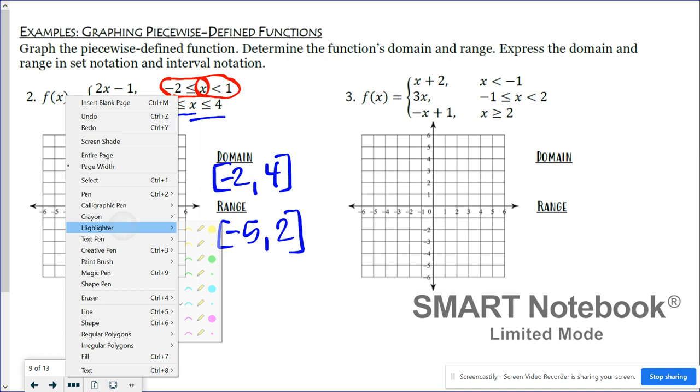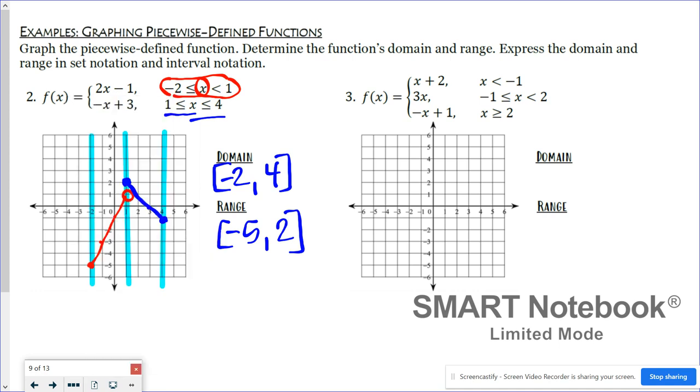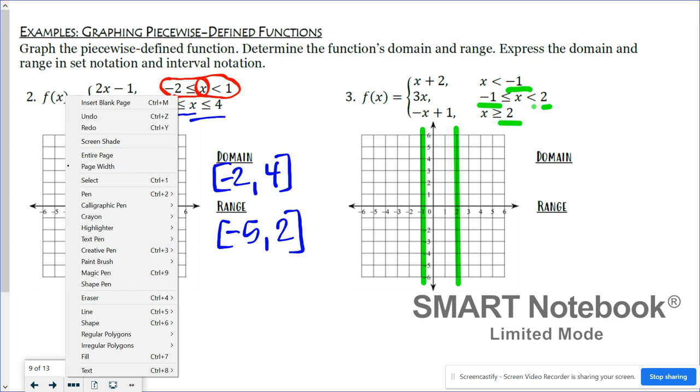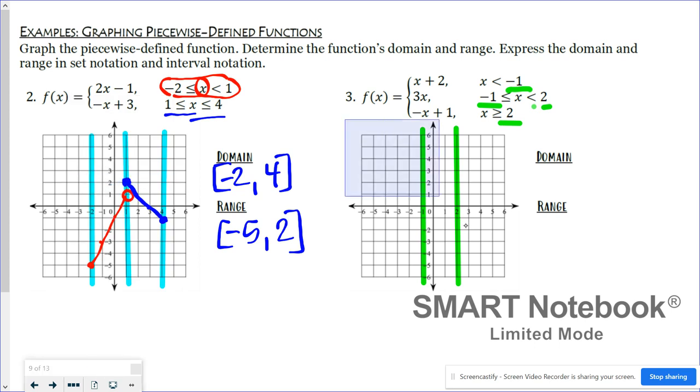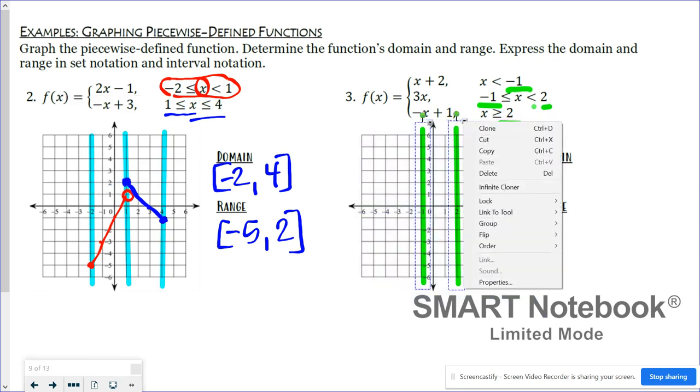So when we graph piecewise functions, the first thing that we do is we put in our fences. We look at those inequalities. So number 3 has a fence at -1 and a second fence at 2. So only 2 fences here in number 3. One is at -1 and the other one is at 2. Once I have my fences in there, I am going to be ready to graph some lines.